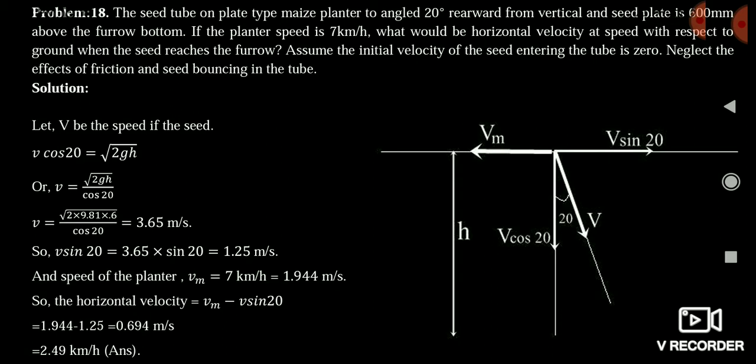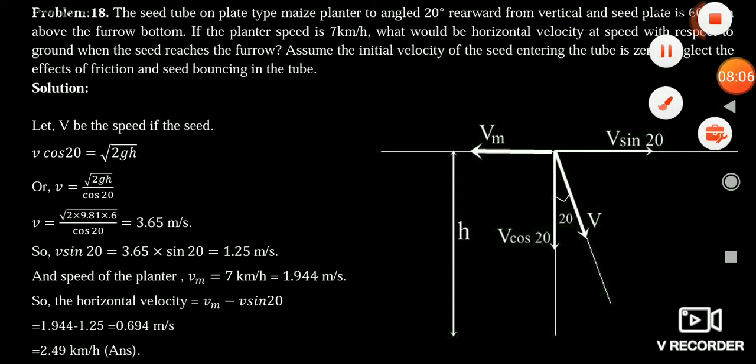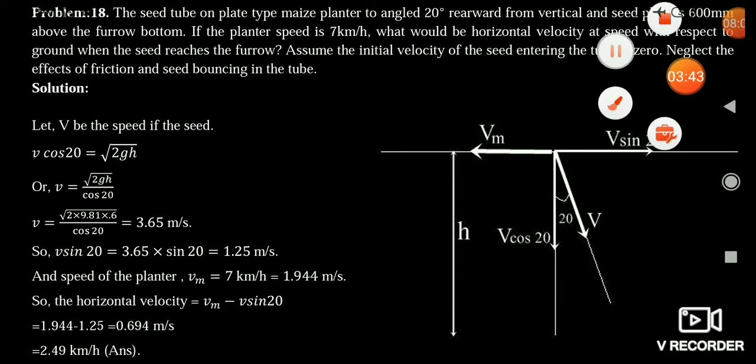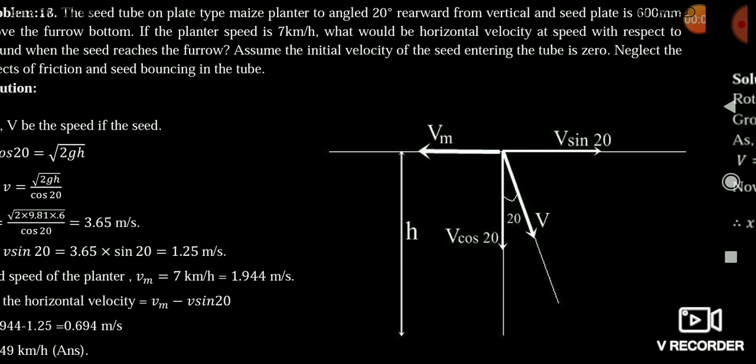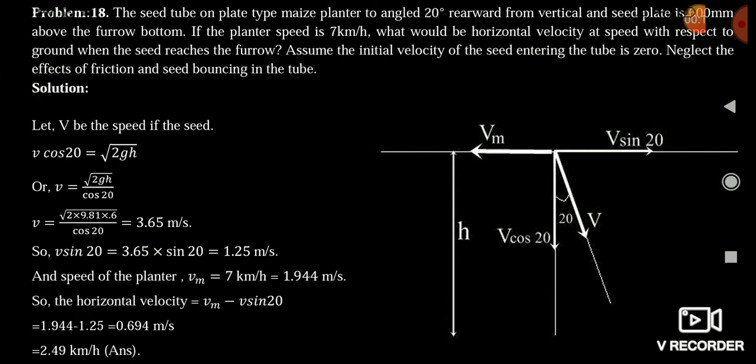Here also it is based upon the previous concept only. Here it is saying that the maize planter is at a 20-degree angle rearward from the vertical and the seed plate is 6. In this question, friends, you can see that the seed plate is at a height of 600 mm, means 0.6 meter, and the planter speed is 7 km per hour. And it is asking what is the horizontal velocity with respect to ground when the seed reaches the furrow.